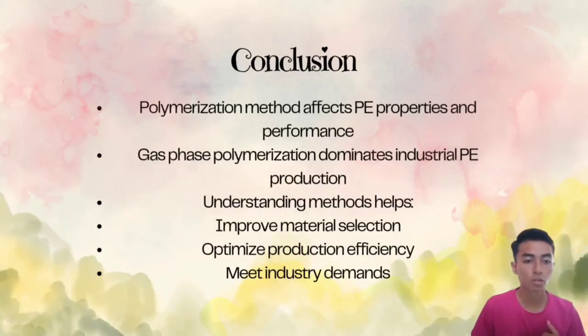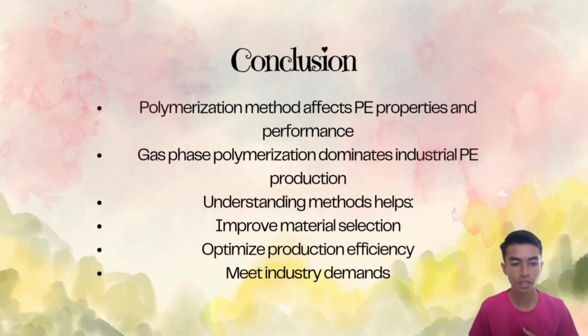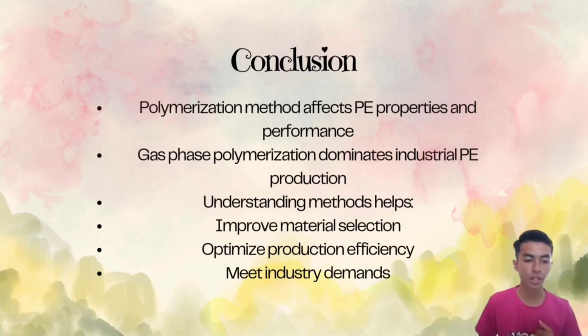So, in conclusion, the choice of polymerization method greatly affects the properties and application of polyethylene. Gas phase polymerization dominates industrial production due to its efficiency and cost effectiveness. Understanding these methods helps industries select the most suitable process for producing high quality polyethylene products.